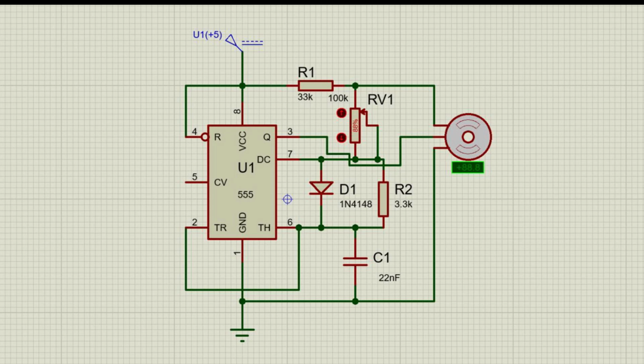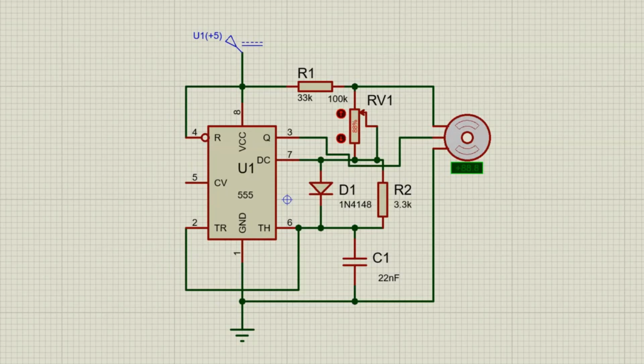Number 8. Servo tester. Just bought a new servo motor. Before installing it, make sure it works. This simple servo tester circuit uses an IC 555 to generate a signal, allowing you to test and control the servo's movement easily.